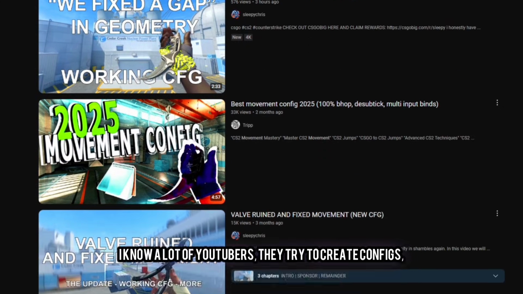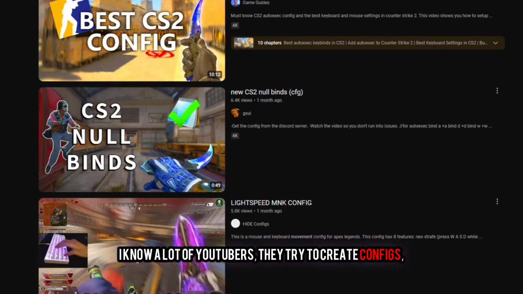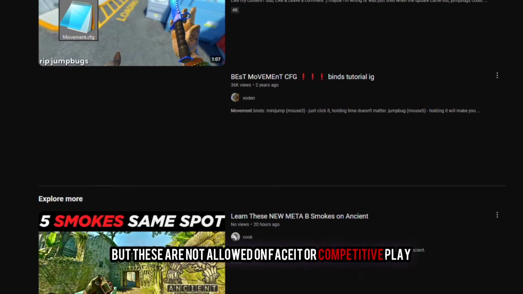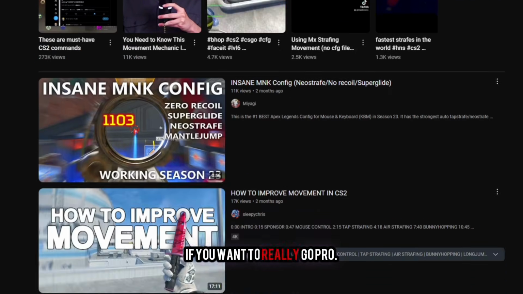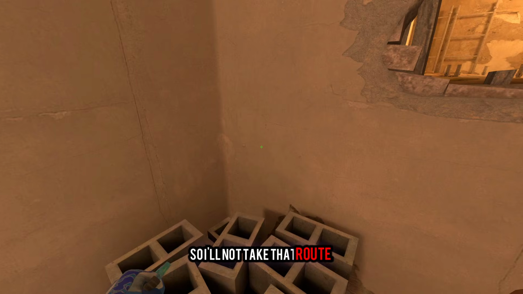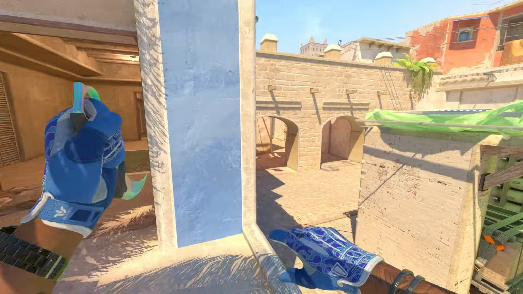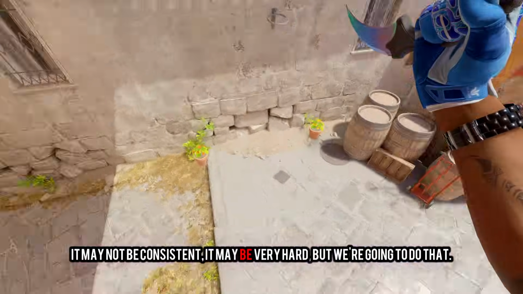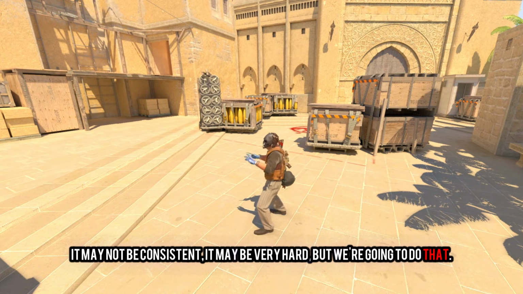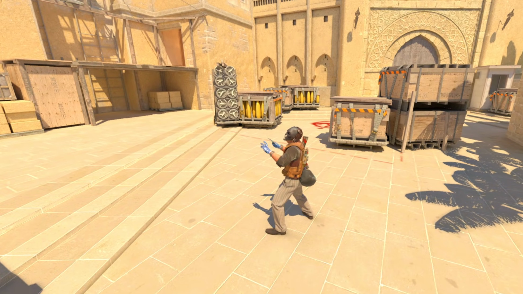I know a lot of YouTubers try to create configs, but these are not allowed on Faceit or competitive play if you want to really go pro. So I'll not take that route. We're going to learn the vanilla route. It may not be consistent, it may be very hard, but we're going to do that. So let's focus on the controllables.